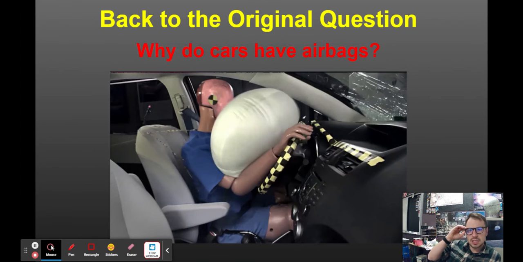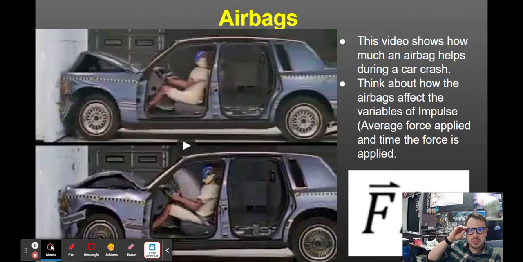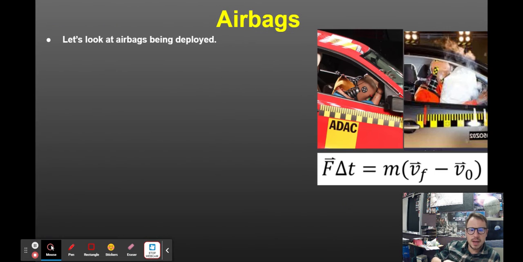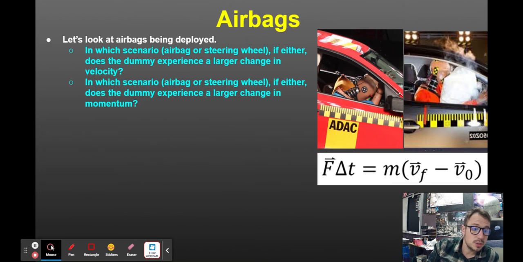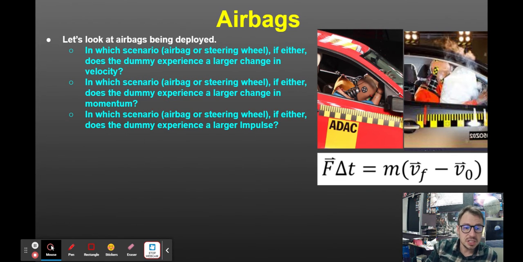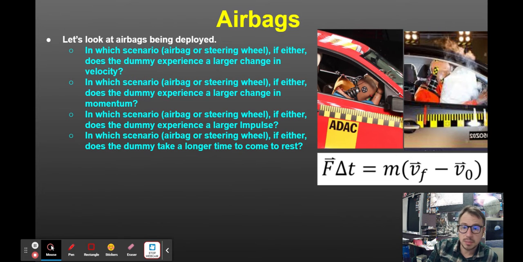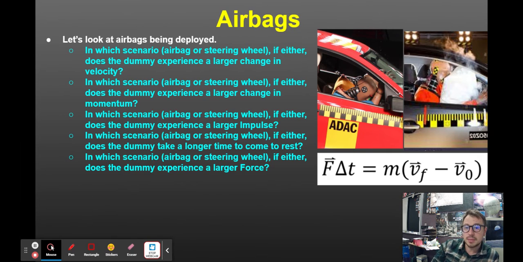So now let's look at this one. Why do cars have airbags, right? This is a video of airbags, if you wanted to watch that. We know that either way, the change of velocity is going to be the same. They come to rest, right? Does that dummy experience a larger change in momentum? Same dummy, same change of velocity, same change in momentum. So impulse is change in momentum, so same impulse in both scenarios. But in which of these scenarios does that dummy take a longer time to come to rest? Well, it's going to be that airbag. It's going to take a longer time to come to rest.